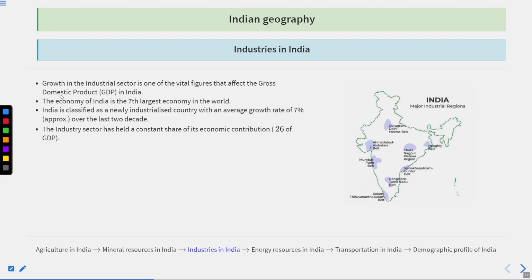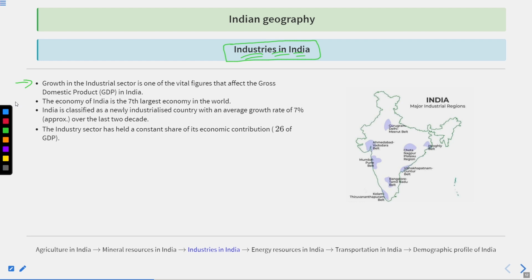After this, now we have the discussion over the industries that are found in India. So if we talk about this, the agriculture and the minerals both belong to the primary sector. Now what we are going to discuss is the industries in India, and that belongs to the secondary sector of the economy.